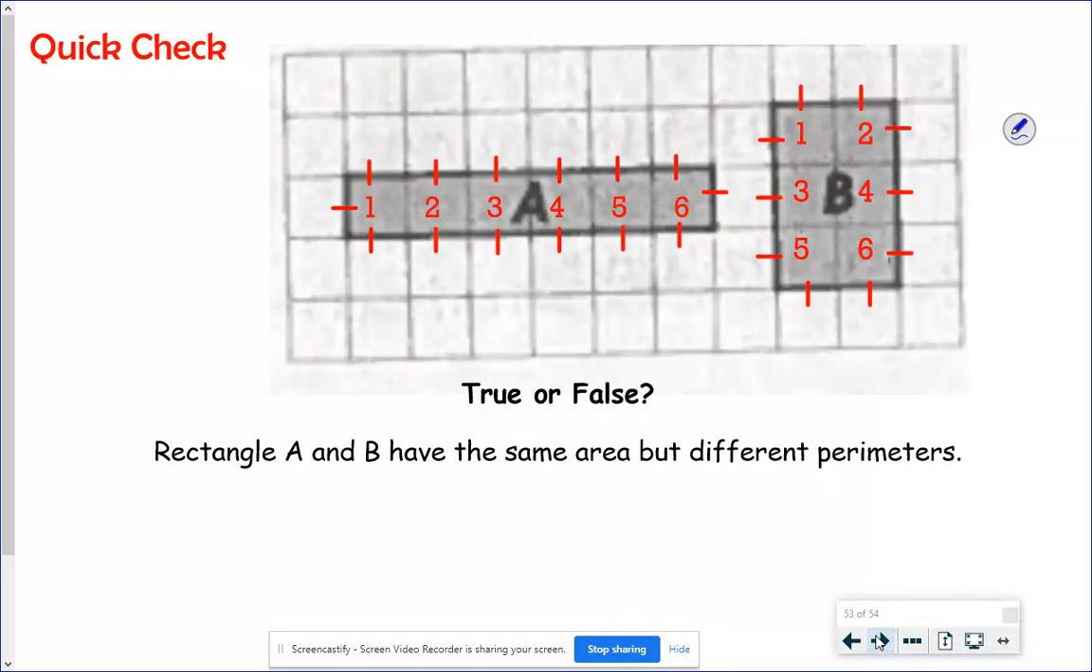Read this and get the answer in your head, and then check with me to see if you got the right answer. Rectangle A and B have the same area but different perimeters. The area has already been counted out. The area of rectangle A is 6 square units. The area of rectangle B is also 6 square units. So that is true. The perimeter is, this one is 14 units. 6 plus 1 plus 6 plus 1. And this one is 10 units.